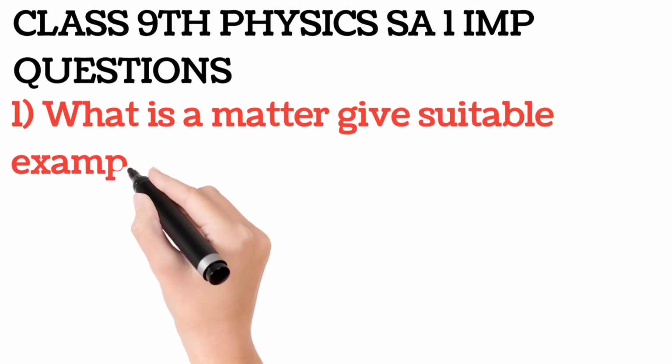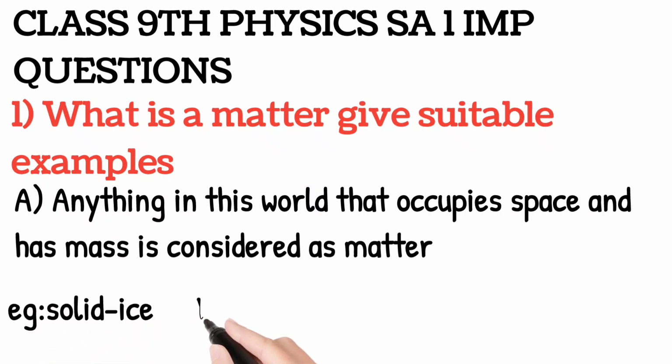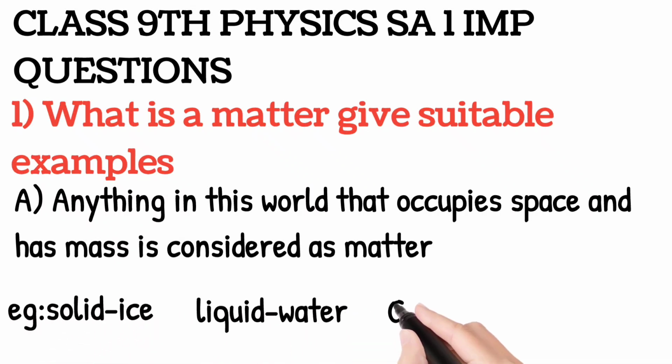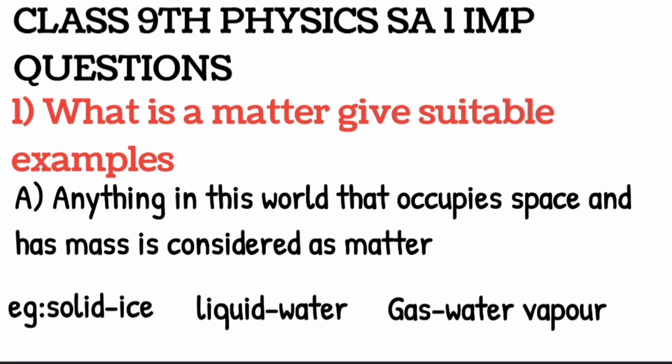So today I am going to explain to you class 9 physics SA1 important questions from your chapter Matter Around Us. It is the first chapter. So what is the first question? What is matter? Give suitable examples.